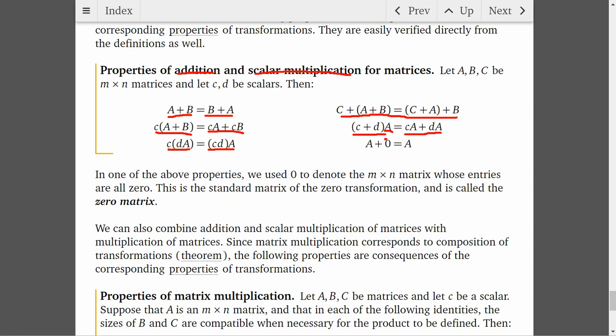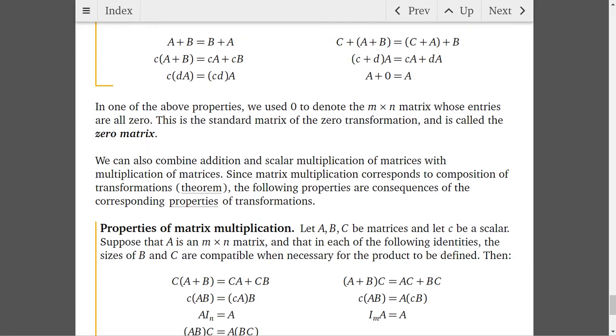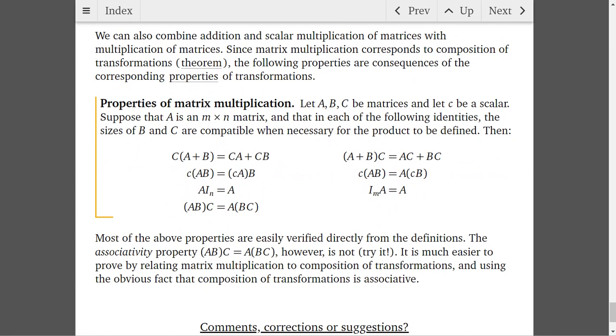Now this is cool. When I add the 0 matrix to A, I get A. So we do have the additive identity: the zero matrix plus any matrix is just equal to that matrix. So those are properties that are true, as opposed to the ones we were talking about above that were caveats that are usually not true.